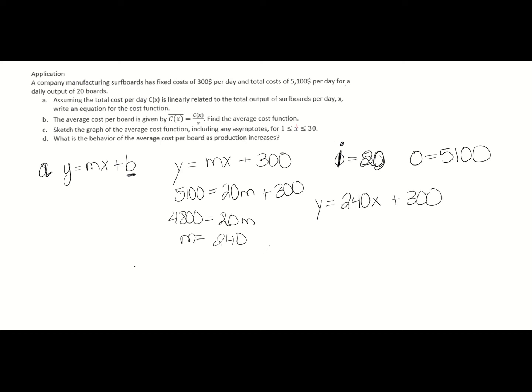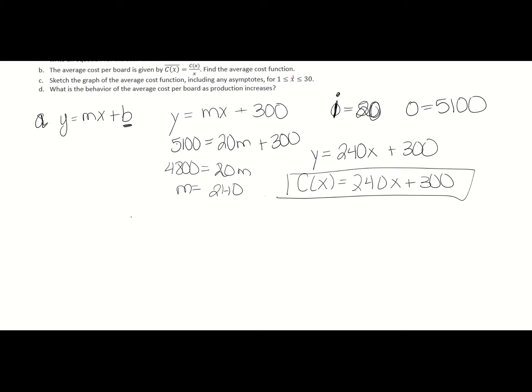And you can see if you input 20, you would get back 5100. And we know that it's linear, that was the key word, so we're able to use mx plus b. And of course, more appropriately, you want to use C of x is equal to 240x plus 300. Okay, that's part A.